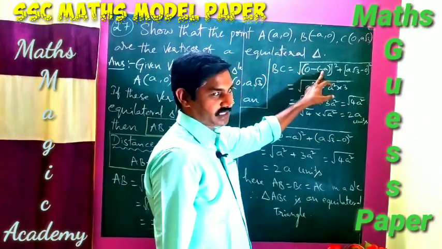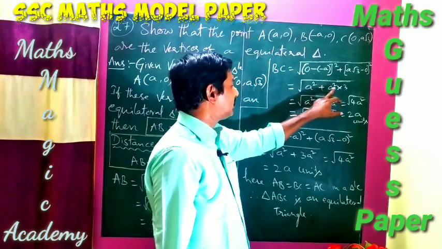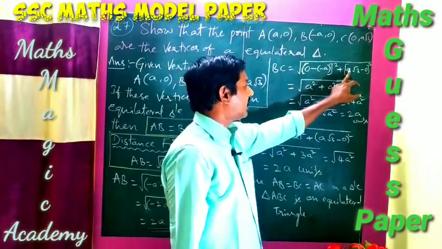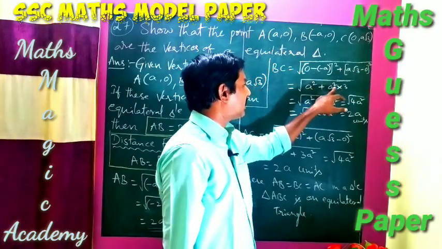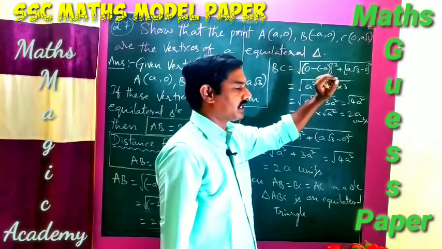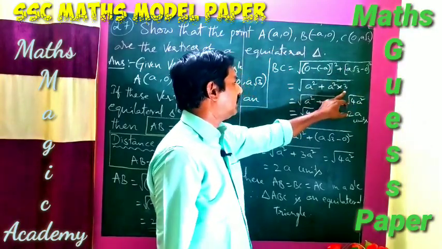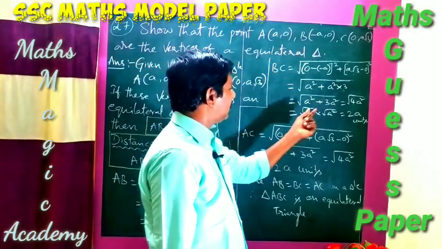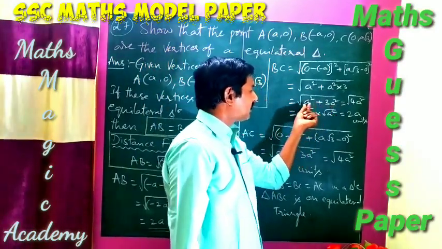Minus into minus plus a square, plus here 0 can be eliminated. And what is there? A into whole square, a square, root 3 whole square. Root 3 whole square, root and square get cancelled. So 3 becomes here. Now here a square plus 3a square.